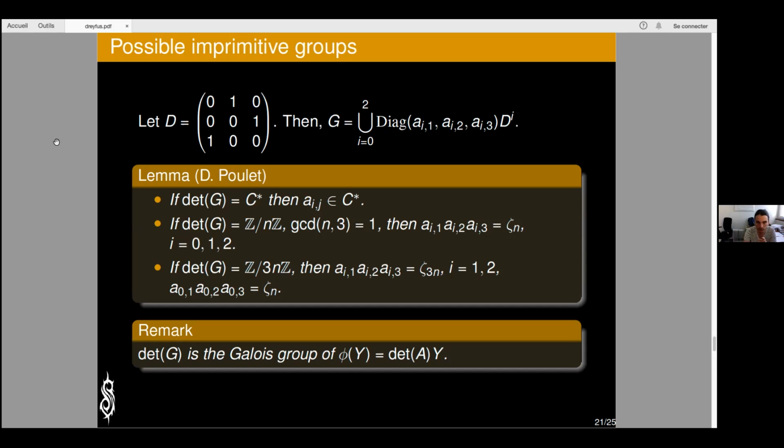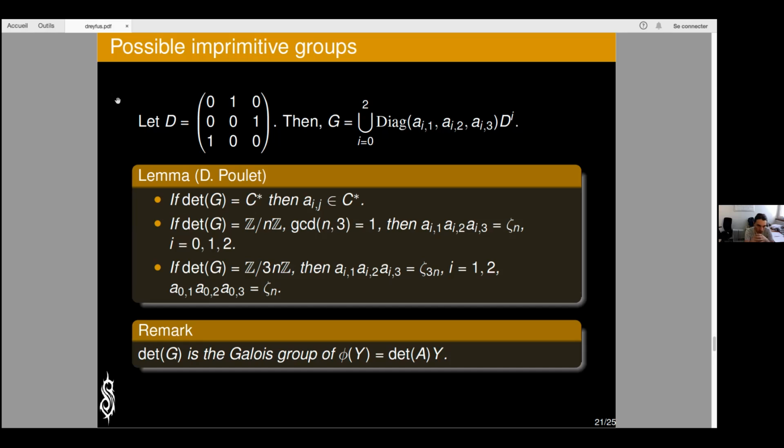So the image of J under the determinant, you can prove that it's an algebraic subgroup of GL1 of C. So it's finite or it's C star. If it's C star, then it's very simple. So you have everyone in the Galois group. So you have a thing like that. So A1, A2, and A3. And you also have D squared. So D squared will be there, and there. And D to the 3. So you have all possible elements.